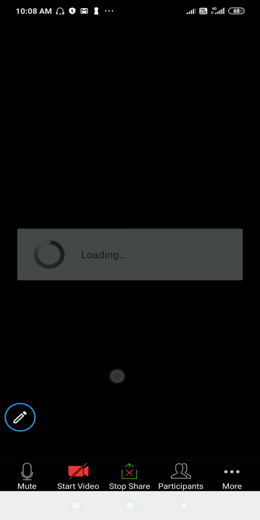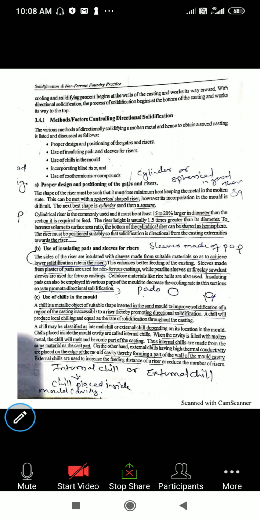Now next we see directional solidification. What do you mean by directional solidification? For releasing such heat and temperature or hot gases, a particular direction is given, by which the gases, or you can say the heat, are released out. Once the heat starts to release out, the temperature of the molten metal decreases, which allows that molten metal to convert from liquid to solid. This we are going to study over here. Now there are some methods and factors controlling directional solidification that you are going to study.